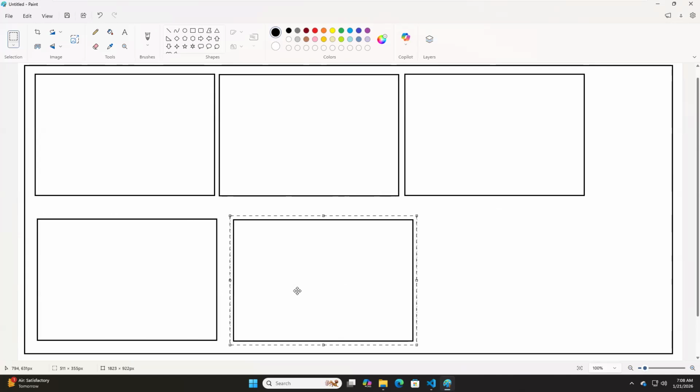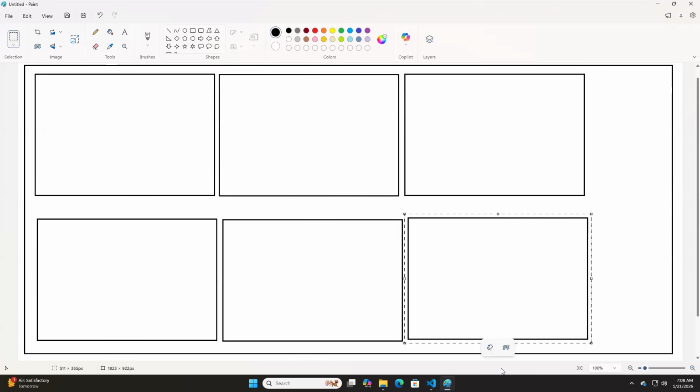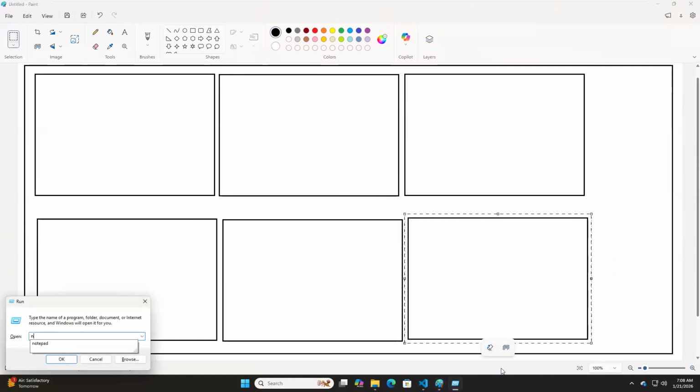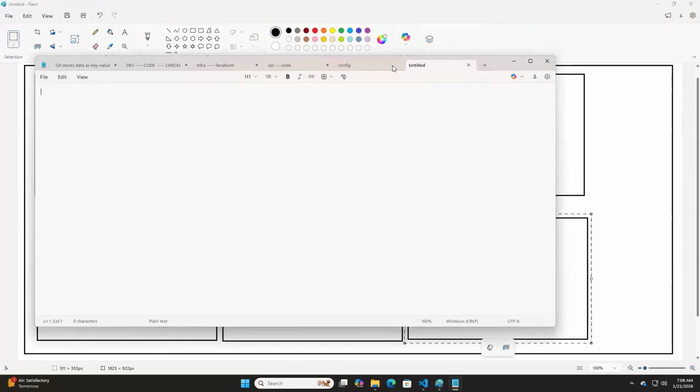CIDR means classless inter-domain routing. What does classless inter-domain routing mean? First of all, the basic thing is that you need to understand the networking concept. I'm not going very deep into that, but at least you must have clarity about networking. That's why I'm telling you this, though actually it is not required for you.